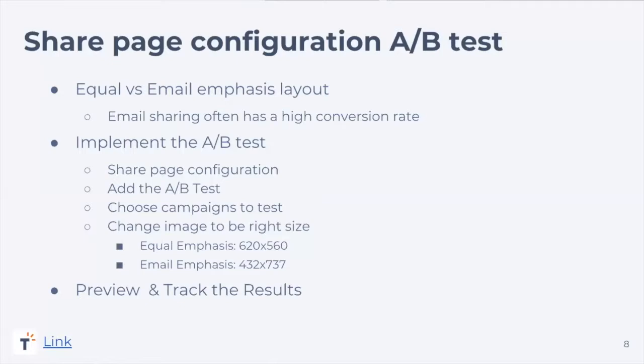So that's why we want to try and encourage email sharing and see if that improves performance. We're going to implement this A/B test by going to the share page configuration where we just were, and then we're going to add this A/B test. We're going to choose the different campaigns we want to test, and then we're going to change the image sizes because changing the configuration changes the images as well. And then we're going to preview and track these results to see how we do.